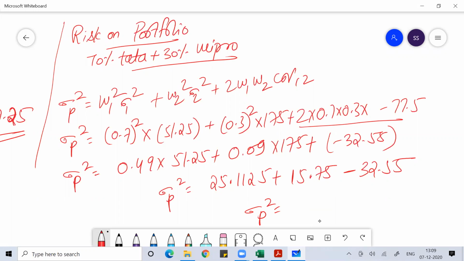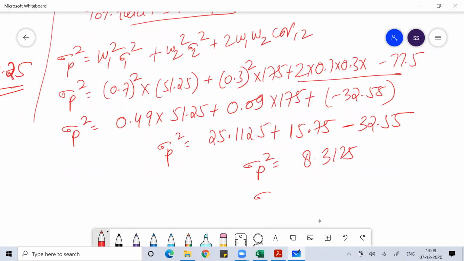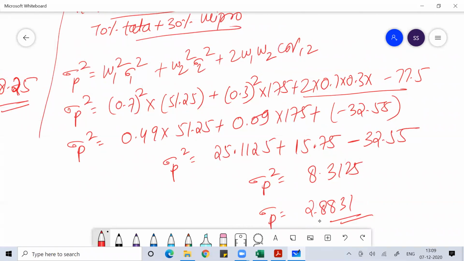So this is 15.75 plus 25.1125 minus 32.55, which is 8.3125. So do the square root of this. If you do the square root of 8.3125, you'll get 2.8831. Anyone, any doubt? So this is the standard deviation of the portfolio when 70% of money is invested in Tata and 30% of money is invested in Wipro: 2.8831.